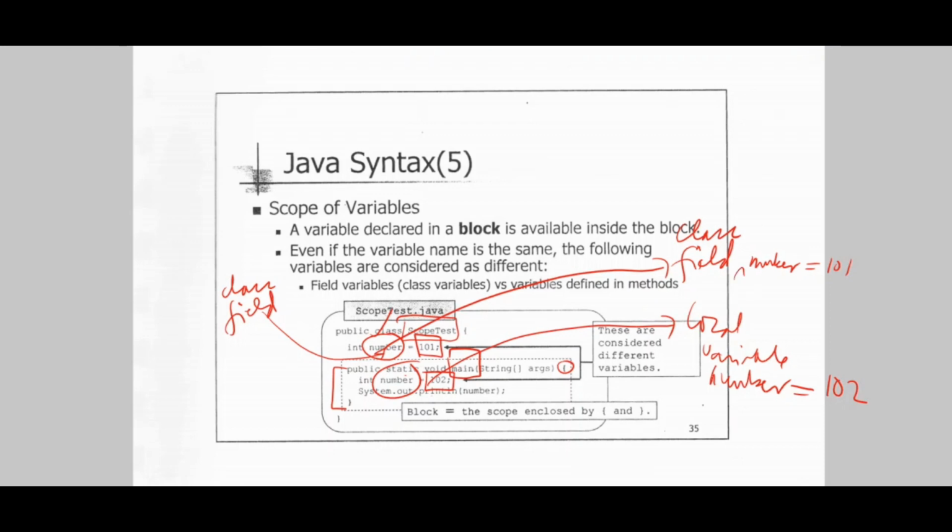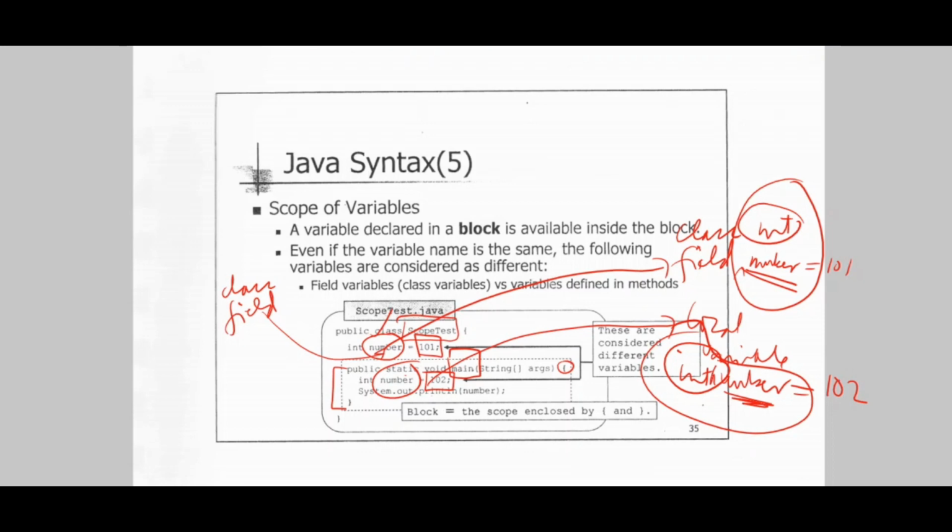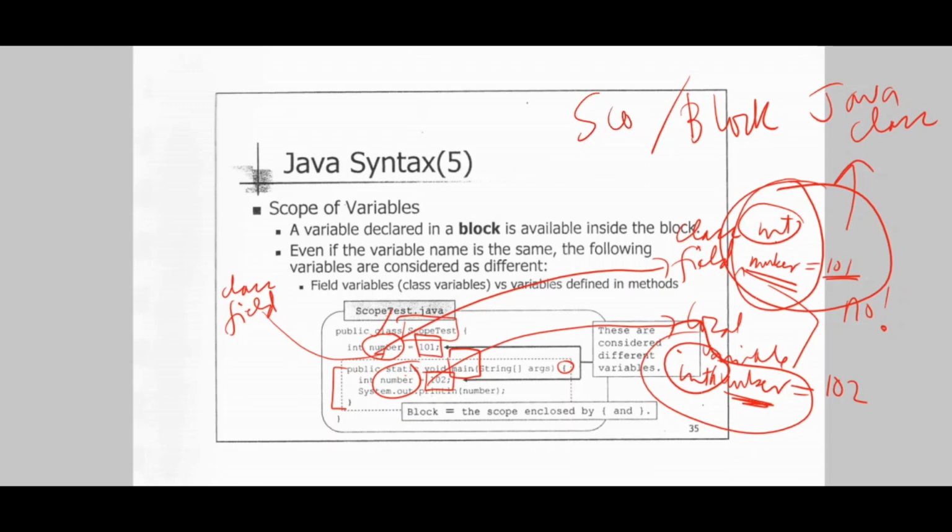Now you might be asked, will there be no conflict with these two variables since they have the same name? This is number and this is also number, and this is also integer type, this is also integer type. Are they going to have some conflict? The answer is no, because this integer number with a value 101, the scope of this is the Java class. That's the block or the scope of this integer variable number with an initial value of 101.